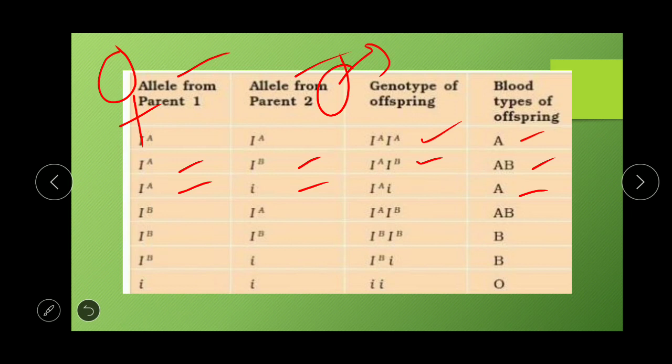Then you can see here also IA IB, both cases are the same, with the position interchanged, IA IB and IB IA. Then you can see IB IB, it will be blood group B. Then IB and small i, it will be blood group B, and small i small i, it will be blood group O. So here you can see the different blood groups of the offspring.